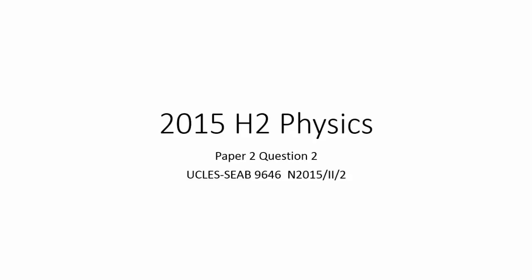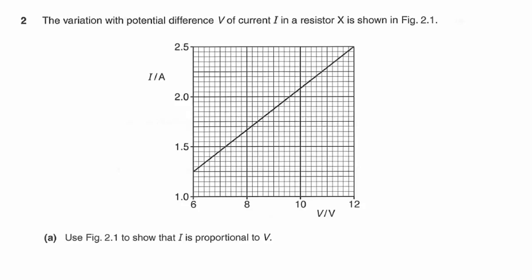In this video, we will look at 2015 H2 Physics, Paper 2, Question 2. As usual, before we start a question, we should quickly skim through the parts to have a quick overview. So you can see in Question 2, for the first part, we are given an I versus V graph for a resistor X and asked to show that I is proportional to V.